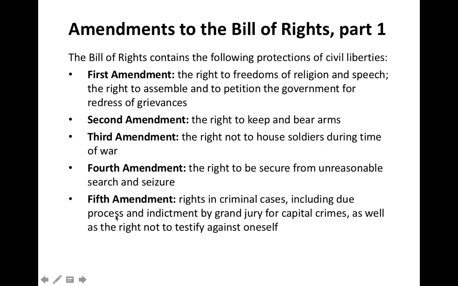So what are these amendments? One of the biggest things I want you to be able to take out of this class, and I apologize for the dogs, they're a little nuts because of the weather.